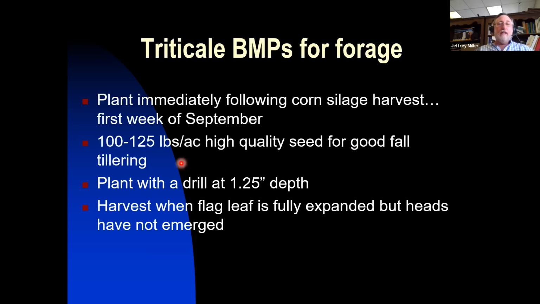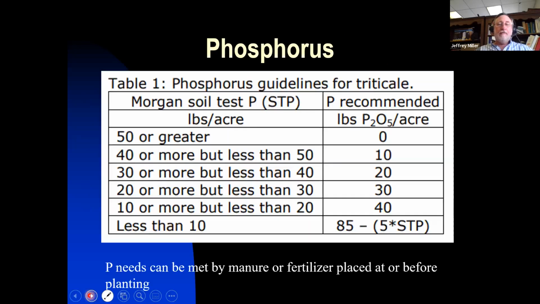You want to apply a fair amount of seed, again, to get good fall tillering. So 100 to 125 pounds per acre of high quality seed. You want to plant at 1¼ inch depth to prevent winter injury. And you want to harvest just before flag leaf stage to get the best digestibility.